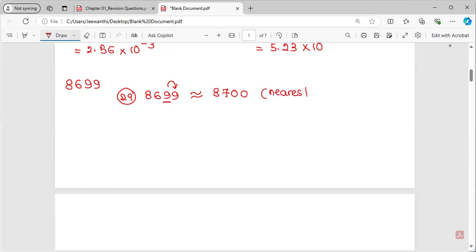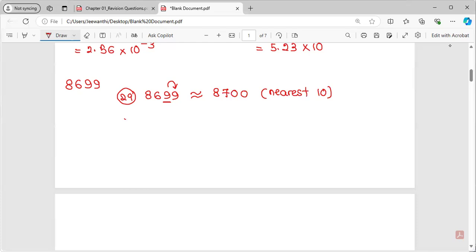It is the nearest 10, so what happened is that we have the 99. The 9 is underlined in the tens place, and then we have the next number 9, which is more than 5. That means we need to add 1 to the tens place, and when I add 1 to the tens place, 9 becomes 10. Therefore, I put 0 over there. And then the next digit, the hundreds place, will be 7 now, because I want to add the remaining 1 to the 6.